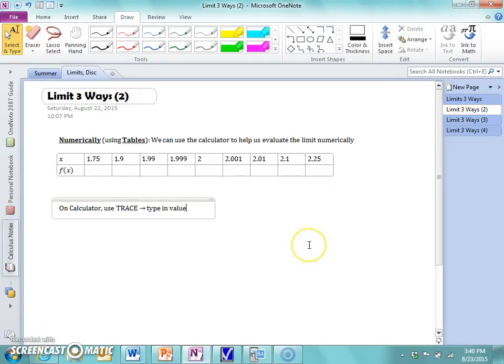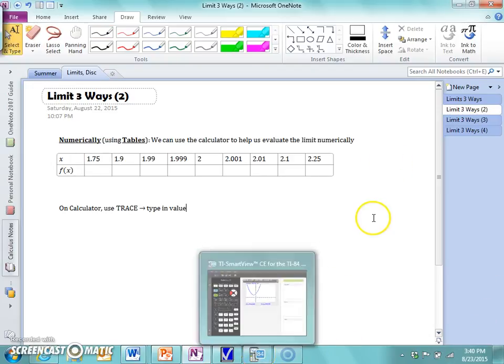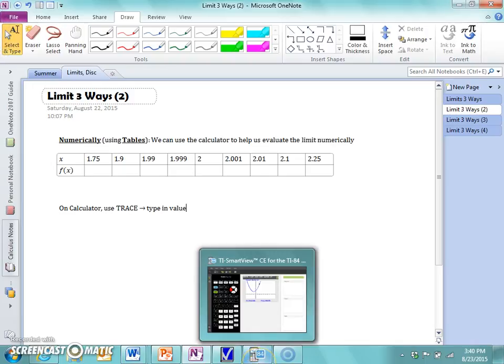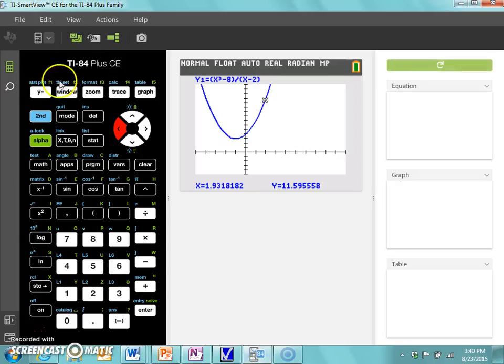We're going to do it numerically using a table. So we're going to use a calculator to help us, because what you could do is take your x values and plug them into your function one by one. But this is a shortcut you're going to want to start using. Let's do 1.75 here. I'll do one of them with you and have you do the rest.